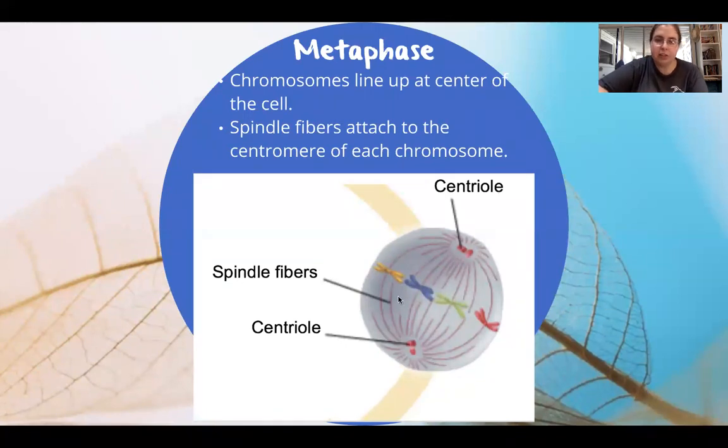So the spindle fibers are actually going to attach to the chromosomes. Specifically, they're going to attach at the centromere. When they attach at the centromere, then they're going to start pulling and maneuvering the chromosomes so they line up along the center of the cell. Now they're center in terms of between the opposite centrioles. So they're in the middle of the cell and the centrioles are on opposite ends. The centrioles build the spindle fibers. The spindle fibers attach to the centromere of the chromosomes and then help the chromosomes line up along the middle of the cell.